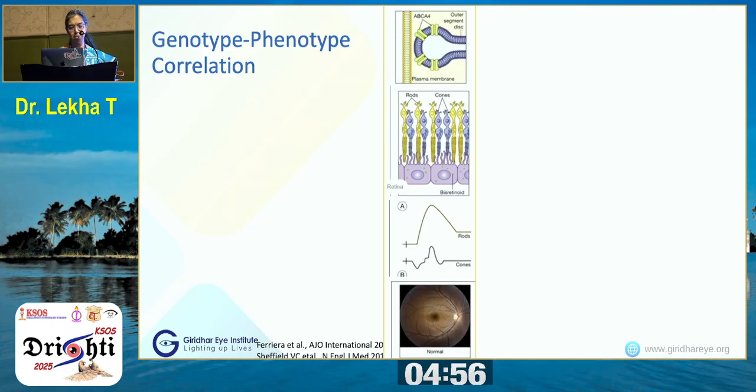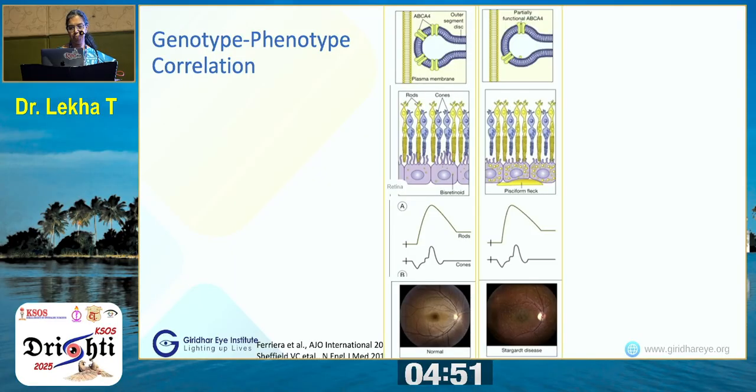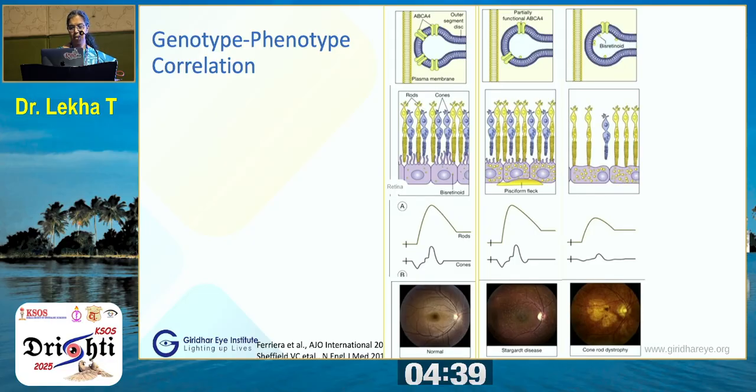So when you have a normal ABCA4, the rods and cones are intact, waveforms are normal, and fundus is normal. When there is a partial dysfunction of ABCA4, there may not be much visible injury to the rods and cones, so the waveforms may be normal, but you see the changes of Stargardt's disease. But when there is more severe dysfunction of ABCA4, there is definitely more damage to the photoreceptors, especially the cones. We can see there is some thinning of the RPE and more accumulation of these toxic products, the bisretinoids, which is also reflected as decrease in the waveforms on ERG, and this is what you get in cone rod dystrophy.